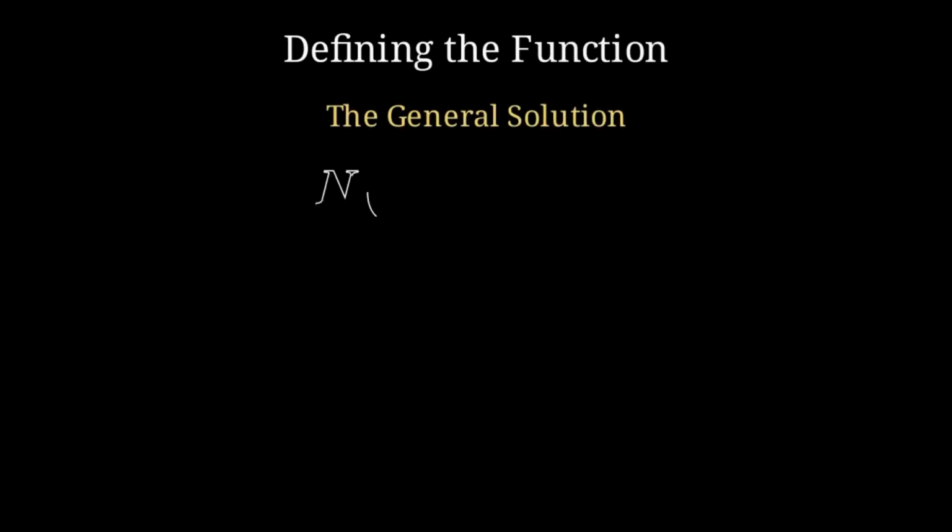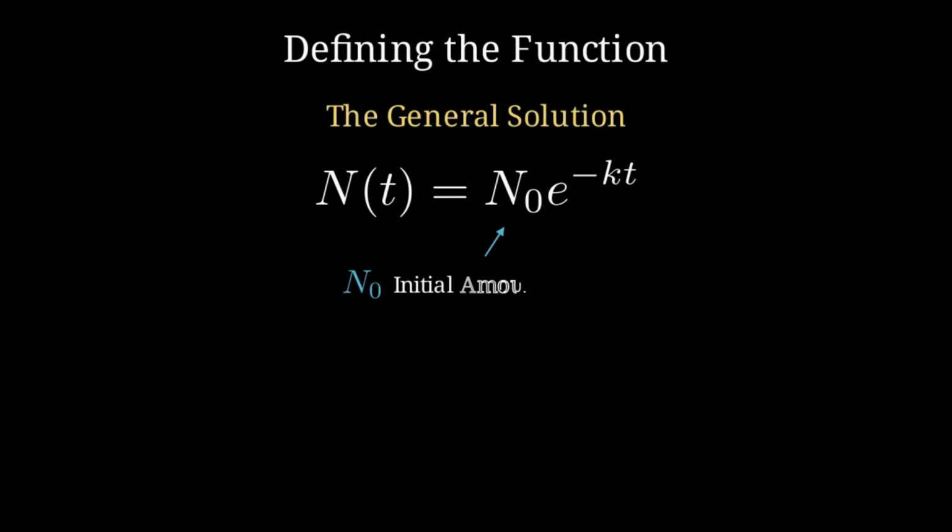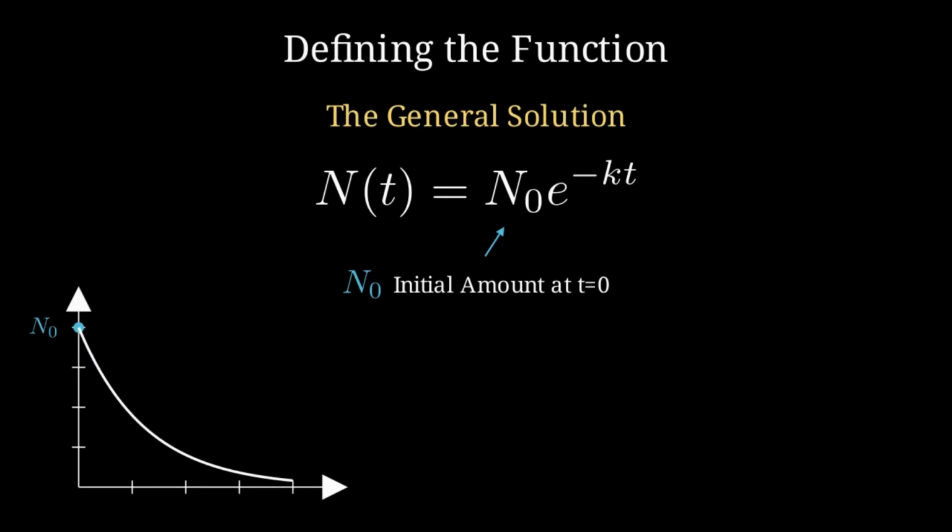By solving the differential equation using integration, we arrive at our primary function, N(t) equals N0 times e to the power of negative kt. Here, N0 is your starting point. Notice the negative exponent. This is what ensures the values decrease as time moves forward, rather than growing toward infinity.